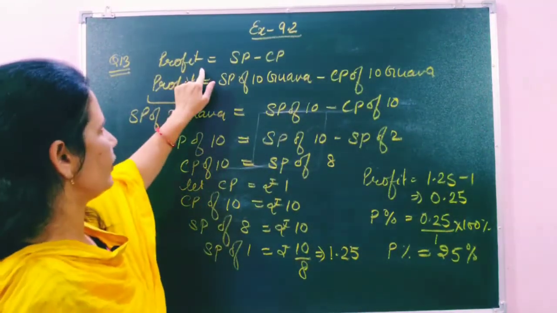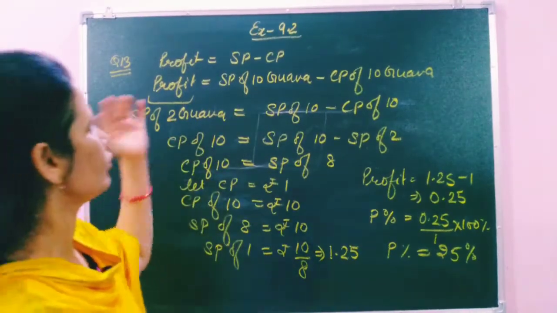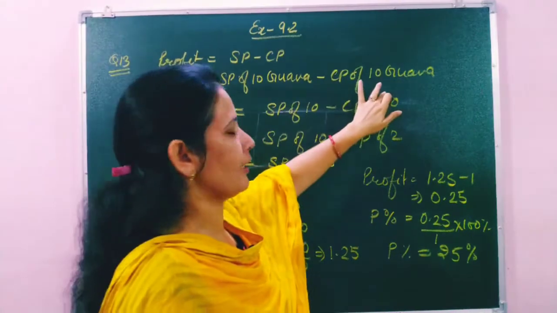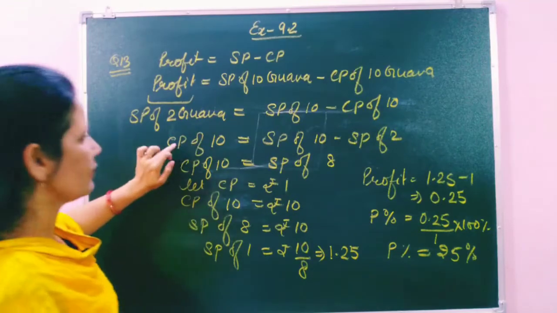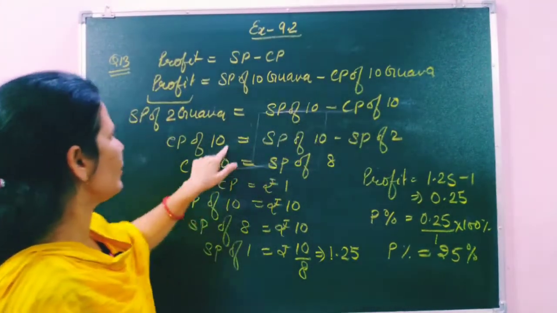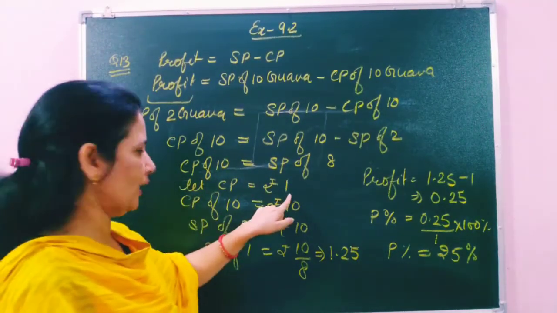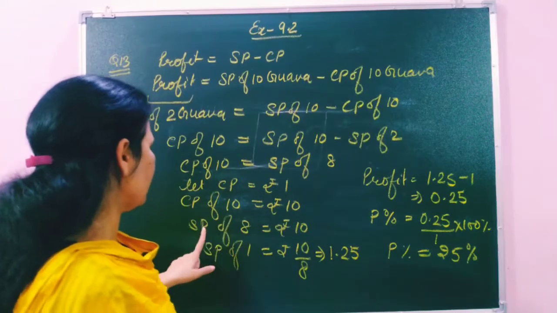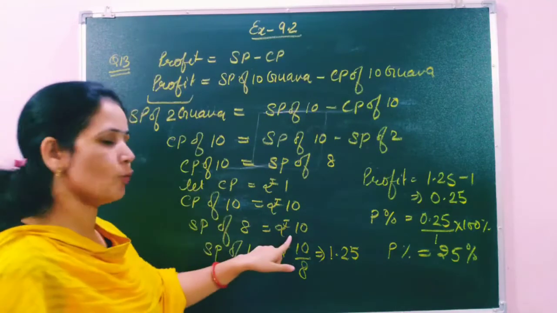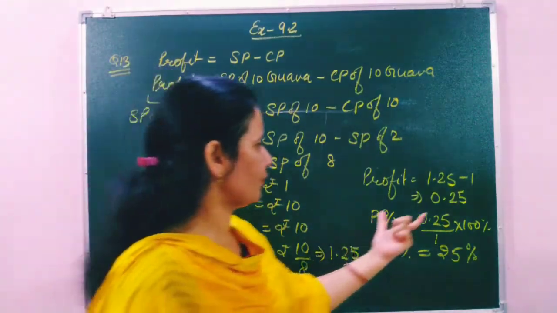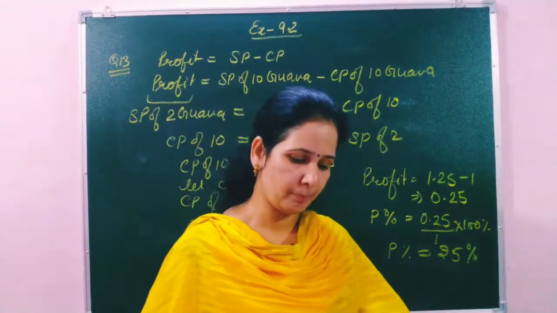So how did I do this question, I repeat again. In this question they have given that profit is equal to the selling price of 2 guavas. So first of all, SP of 10 minus CP of 10, then we get the profit. Instead of profit we have written SP of 2 guavas. Then from here we will find the CP. CP equals 10 minus 2, that means SP of 8. So let CP equal 1. Then CP of 10 is rupees 10, and CP of 10 equals SP of 8. That means SP of 8 is rupees 10. Then SP of 1. Then we have to find the difference to find the profit, and after finding the profit we find its profit percentage.